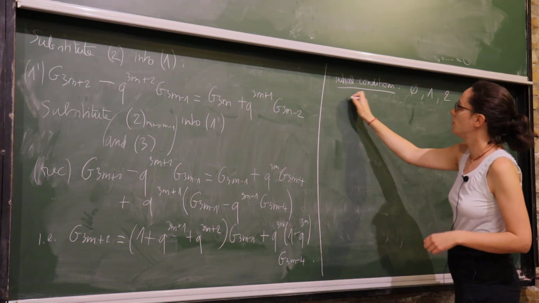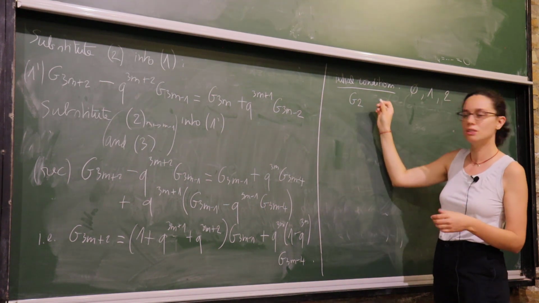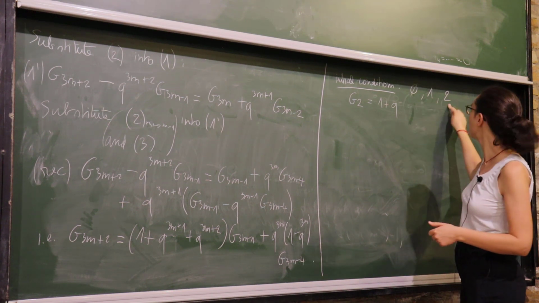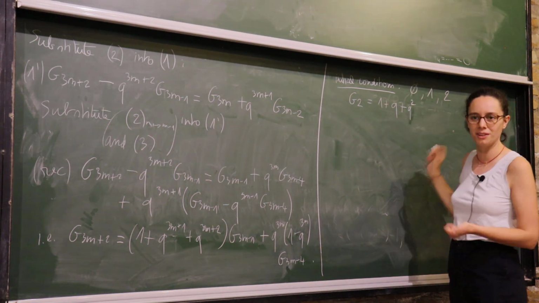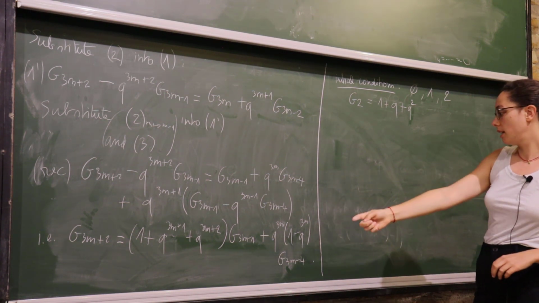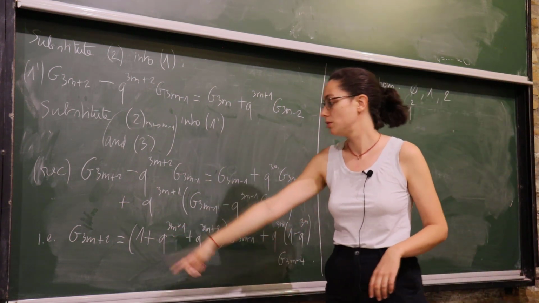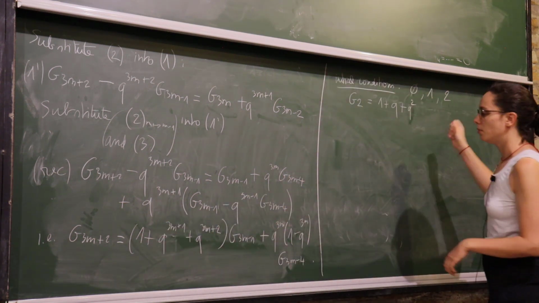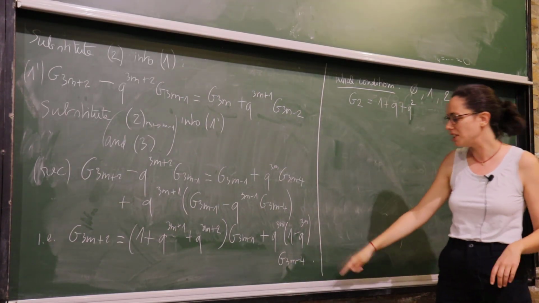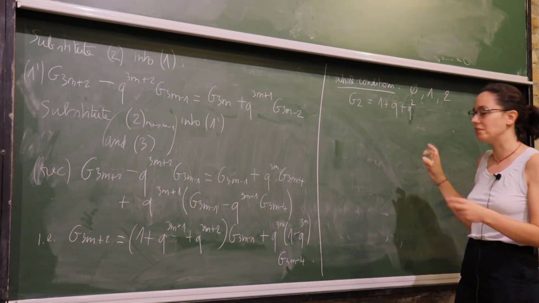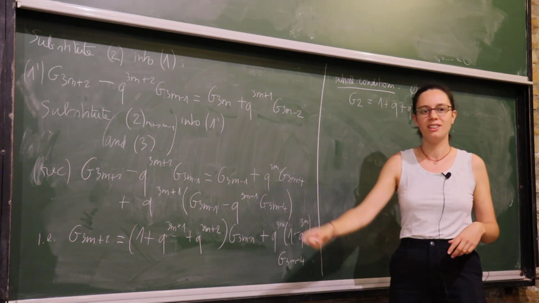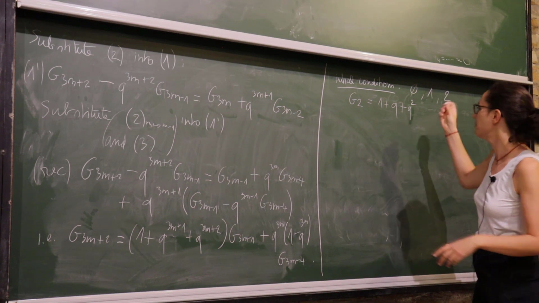So the generating function G2 would just be 1 for the empty partition, plus q for this one, plus q squared for this other one. And I can go up to 5 to get the next one, but what I can also do, if you want just for easier notation, is fix some virtual value for G of minus 1, which if you plug it in gives the correct value for 5. So, I don't know, doesn't matter.